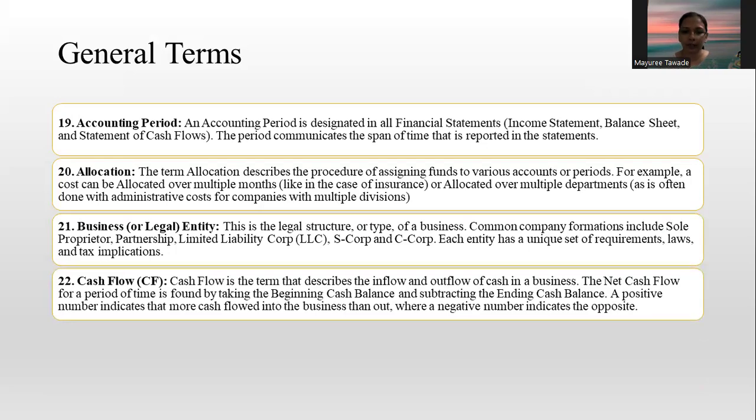Cash flow statement is the term that describes the inflow and outflow of the cash in the business. So the net cash flow from a period of time is found by taking the beginning cash balance and subtracting the ending cash balance. So in this context, if we say the beginning cash balance is 1st April 2023, which is the opening balance, and the closing balance would be on 31st March 2024. Then on 1st April 2024, the opening balance would be the closing balance of 31st March 2024.